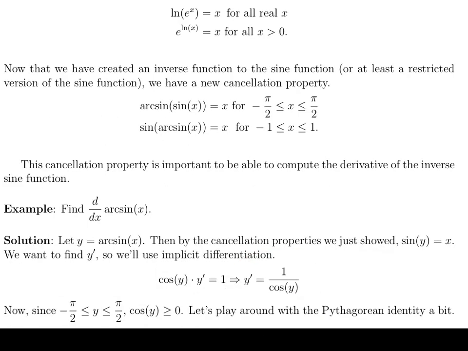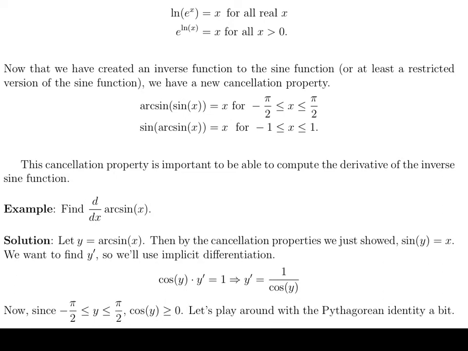Now, we'll keep in mind that the value of y is between negative pi over 2 and pi over 2. That tells us that the value of cosine is positive. So if you're saying that the value of y is between negative pi over 2 and pi over 2, that says you're dealing with a first or a fourth quadrant angle. And in the first or the fourth quadrant, the cosine is always positive.